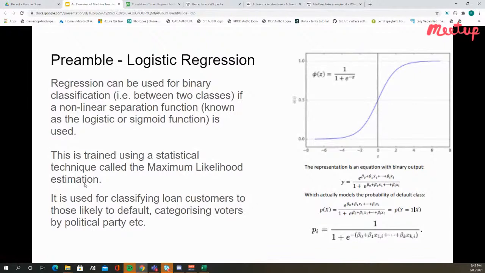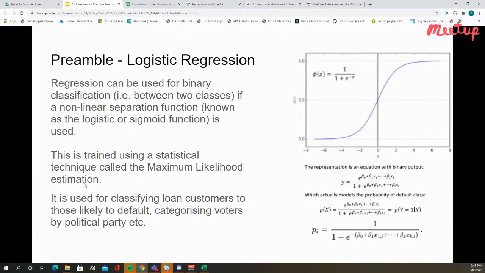So we have to go back to logistic regression to talk about it. I'm talking about a type of regression which is actually used for classification. This is called logistic regression. What makes the difference is that instead of using a gradient straight line function or a polynomial, it uses a function which is called logistic or sigmoid.